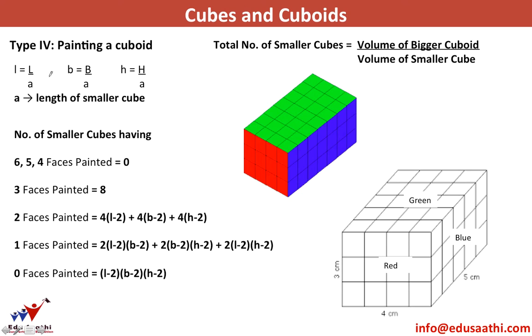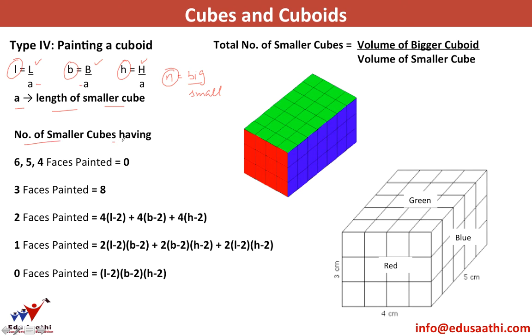Now, if you notice, in the case of a cube, we had just an n here. We had n equal to the side of the bigger cube divided by the side of the small cube. But here, since the length, breadth and height vary, instead of the small n, we have a small l, a small b, and a small h. Now, a is the length of the smaller cube. The cuboid is also cut into cubes, not into cuboids. So a is common here. What is small l? It is the length of the cuboid divided by a. What is small b? The breadth of the cuboid divided by a. And what is small h? The height of the cuboid divided by the length of the cube.